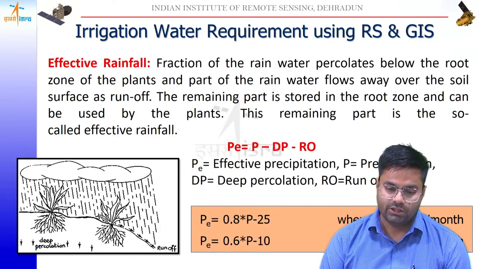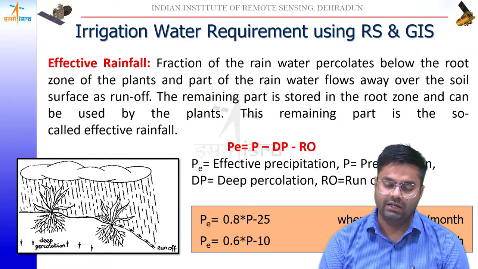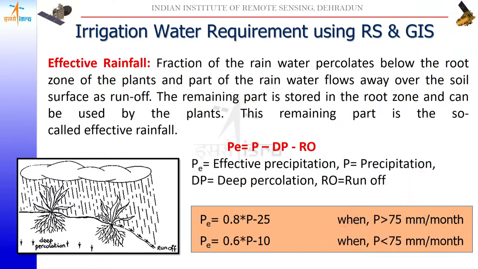So the effective precipitation or effective rainfall is determined, as mentioned in the slide, by the FAO formula, which is well accepted and based on precipitation datasets. Depending on whether the precipitation rate is higher or lower than 75 at the per month scale, we can easily compute the effective rainfall, effective precipitation. And what is the effective precipitation?